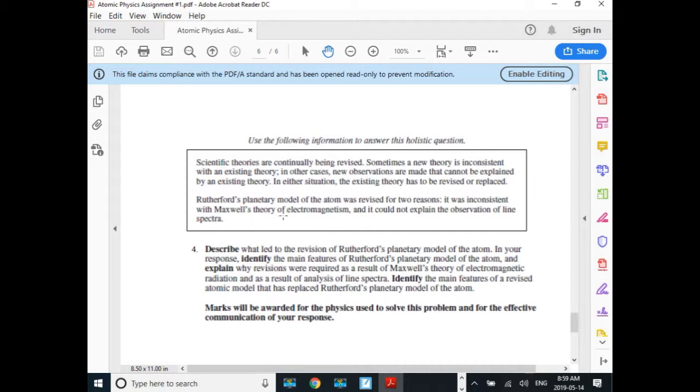There's actually another reason why the theory was inconsistent. We're going to talk about it tomorrow. It's something called line spectrum. This question right here basically asks you, in a mini essay, to describe what led to Rutherford's planetary model needing to be revised, including identifying what the features of the planetary model were, why revisions were required based on a couple of these ideas, and then identifying the main features of the new atomic model. So anyways, I just want to point out this question here because it's more of an essay, an explain-what-happened-in-history kind of question.